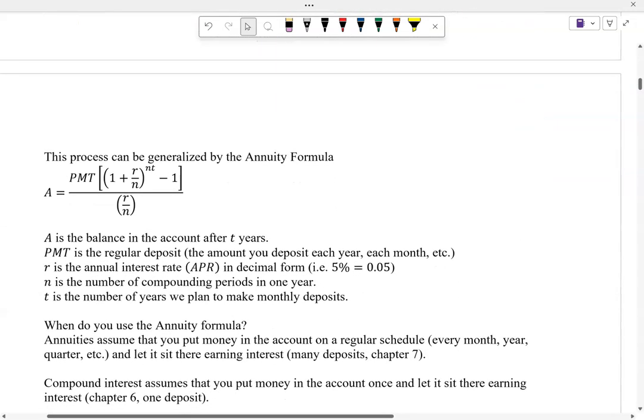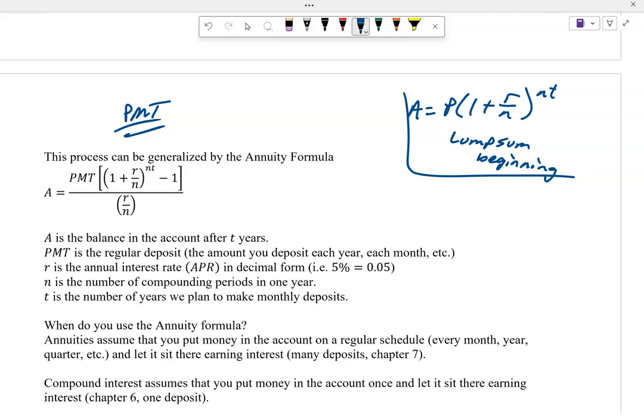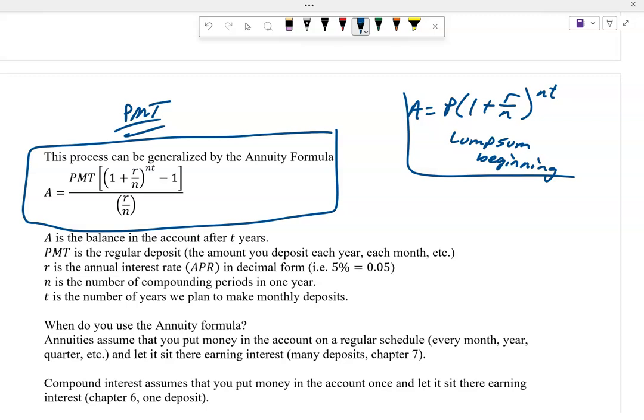That can be generalized. So this involves a payment, a month-to-month payment, or you could make a quarterly payment or even an annual payment, but you're making a payment. Last time, when we were talking about the compound interest formula, this is a lump sum at the beginning, and you're never adding to it. You just leave it there, right? This one is a payment, right?